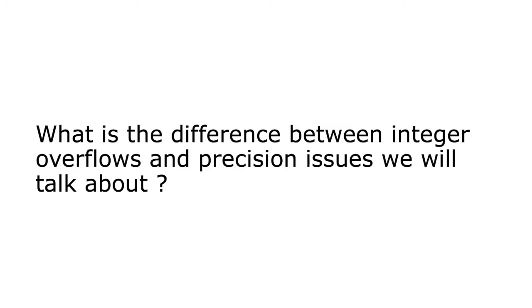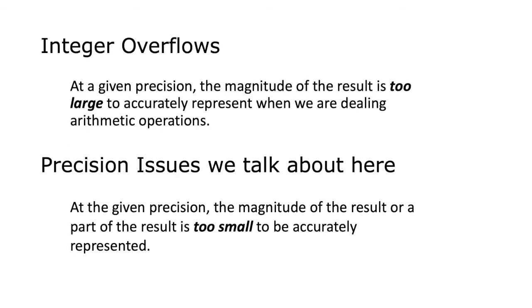What is the difference between integer overflows and the precision issues we are talking about here? For integer overflows, we are dealing with arithmetic operations where, at a given precision, the magnitude of the result is too large to accurately represent. And for precision issues, we are dealing with arithmetic operations where the magnitude of the result or a part of the result is too small to be accurately represented in the given precision. These issues can occur when using floating point arithmetic in operations where the result is security sensitive.